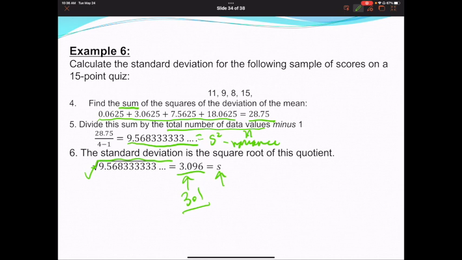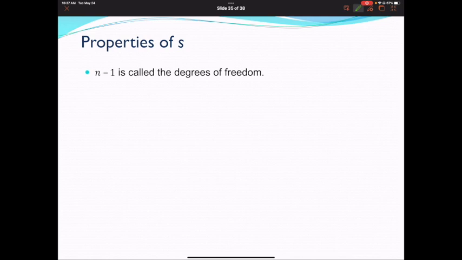So let's talk about some properties of our standard deviation. First off, it's important to know that n minus 1 is called the degrees of freedom, typically denoted df. This will come up later when we're working with Student's t-tests. Oh my gosh, that's at the end of the class, so no pressure to remember that.